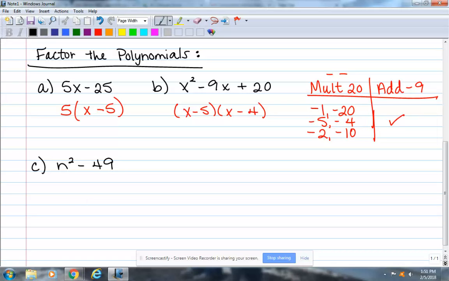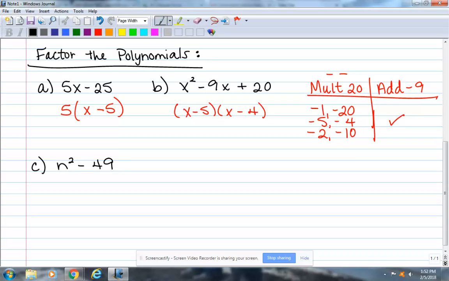So, first thing we look for is the what? GCF. Does this one have a GCF besides 1? No. So then what's step 2? Count terms. How many terms do I have? 2. What does it say for 2 terms? Difference of squares. See if it's a difference of squares.